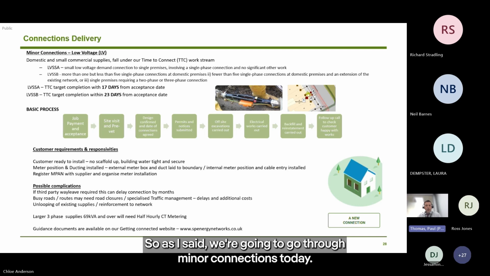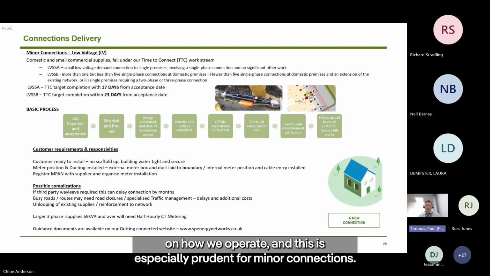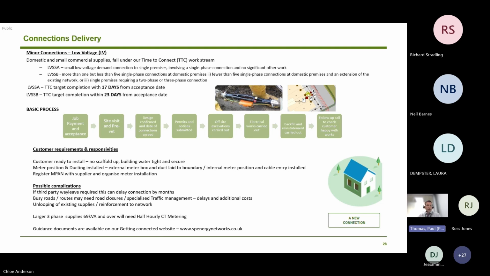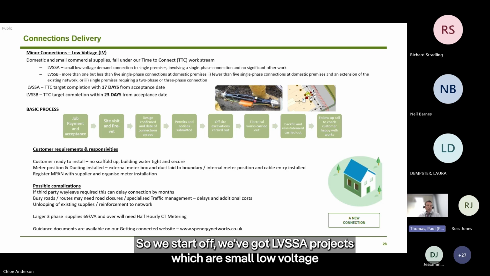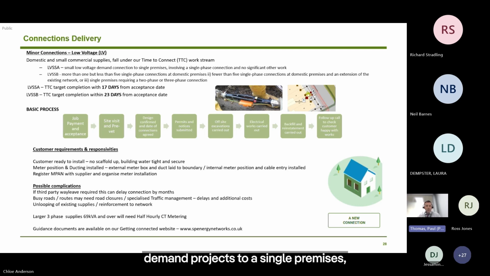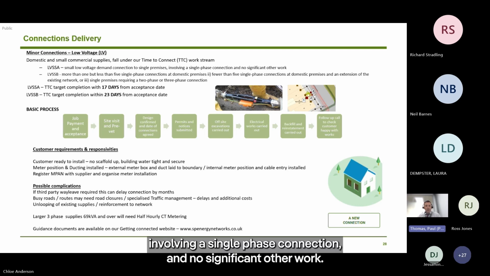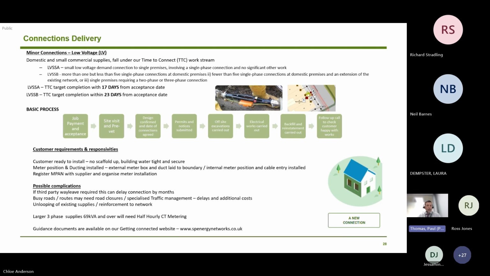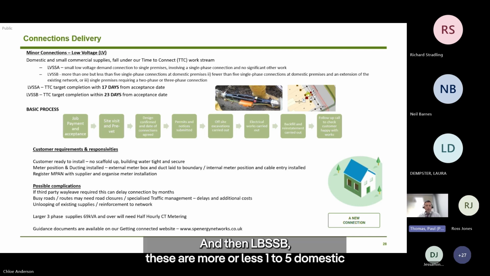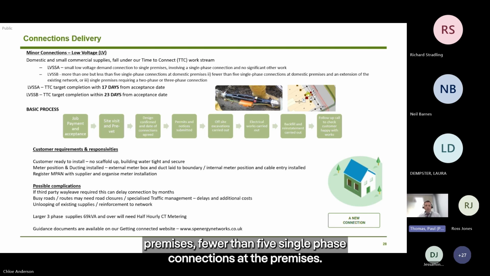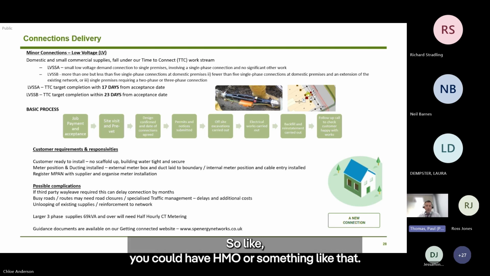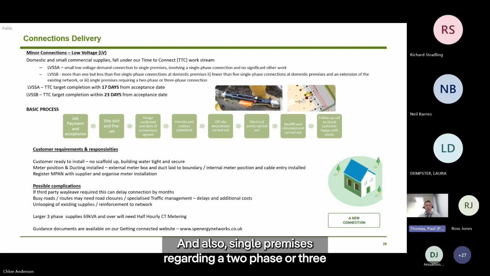So we're happy to help you and give you some advice regarding your design processes. As I said, we're going to go through minor connections today. As a regulated business, Ofgem sets quite stringent guidelines on how we operate, and this is especially prudent for minor connections. So we've got LVSSA projects, which are small low voltage demand projects to a single premises, involving a single phase connection and no significant other work. And then LVSSB, these are more or less 1 to 5 domestic premises, fewer than 5 single phase connections at the premises, like you could have an HMO or something like that. And also single premises regarding a 2-phase or 3-phase connection.